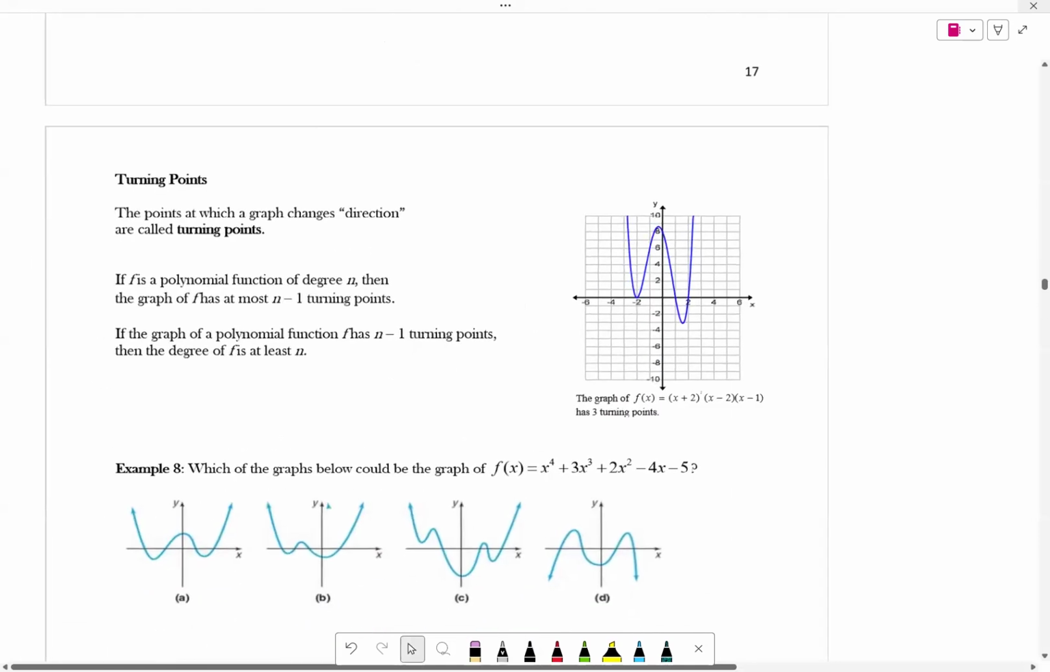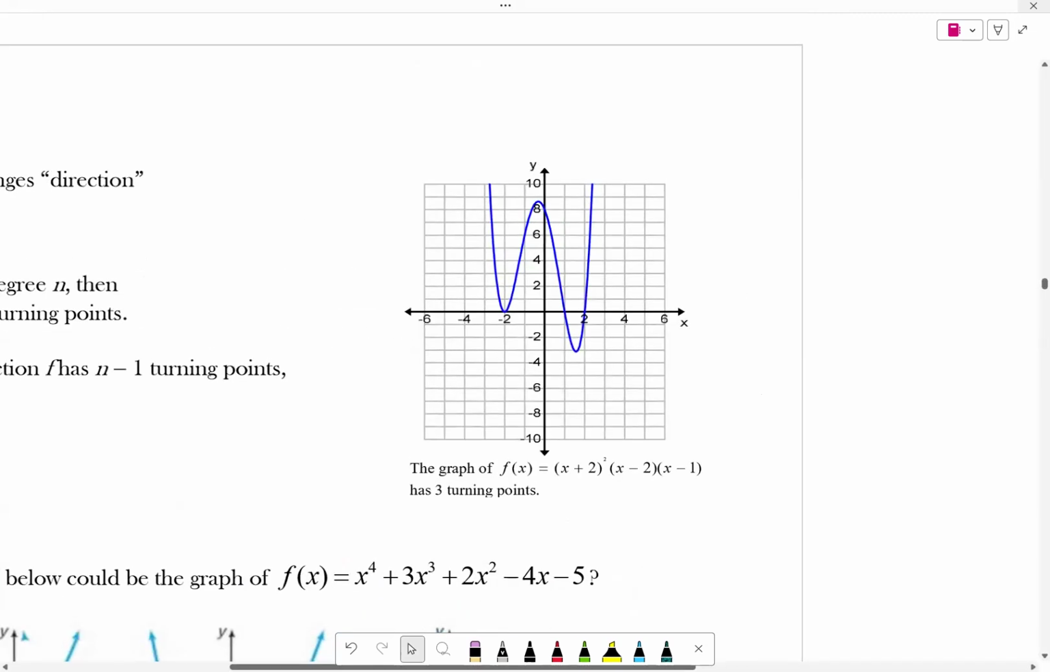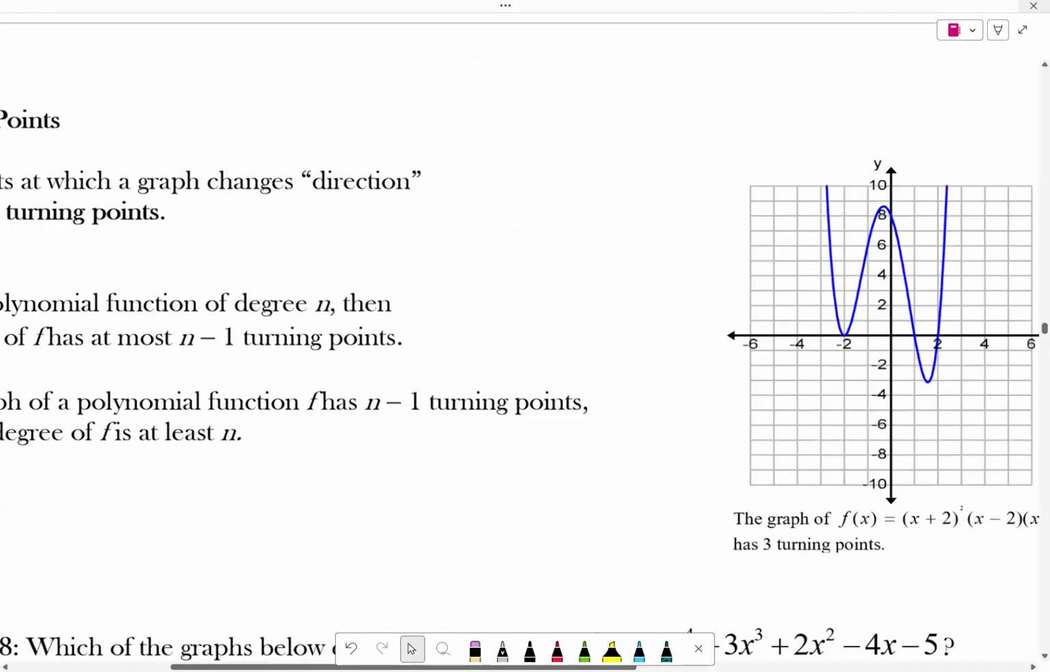Let's talk about turning points. Did you mention this at all? Turning points are exactly what they sound like: when the graph turns around and goes the other direction. If you look at this graph, you can see that there are 3 of them, right? It's going down and then turns and goes up. That's a turning point. It's going up and turns and goes down. That's another turning point. So it's when it changes direction.